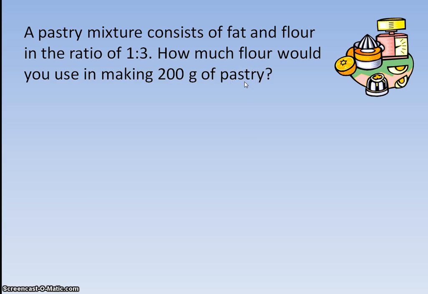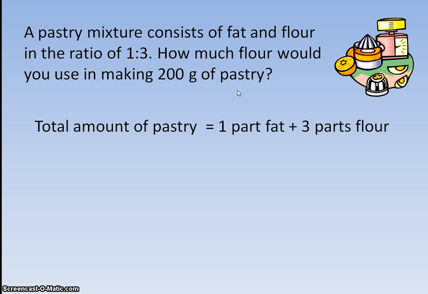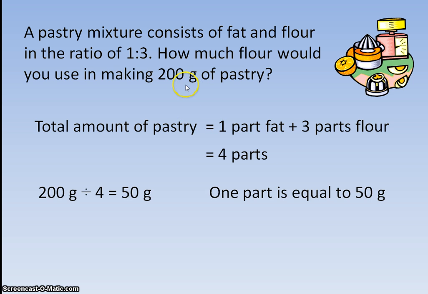So we were asked to find out how much flour we would use in making 200 grams of pastry. Now you could see that the total amount of pastry is equal to 1 part fat and 3 parts flour. So altogether that's 4 parts. Now if we know that the total amount is 200 grams and we know that the number of parts is 4, to find the weight of 1 part we just divide the 200 grams by 4 and we get 50. So 1 part of the ratio is equal to 50 grams.